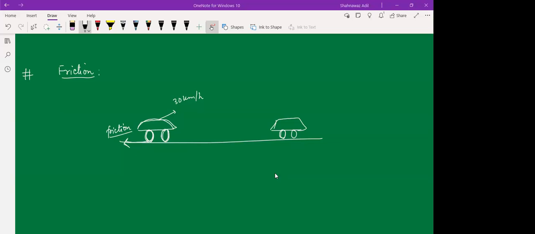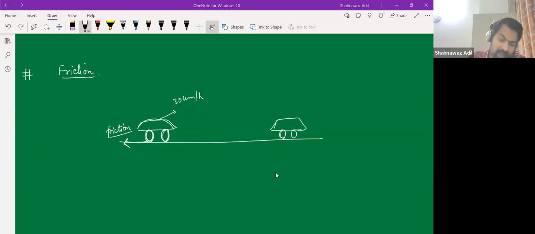Yes, sir. Similarly, these are solid surfaces, but if you have some liquids or fluids, then the layers of the fluid also apply some frictional force, and that is called viscosity.